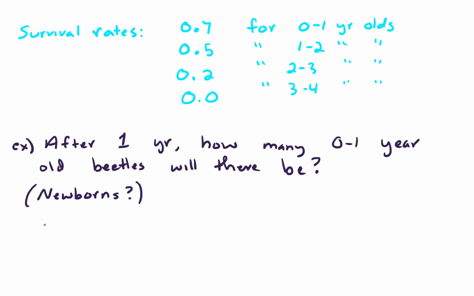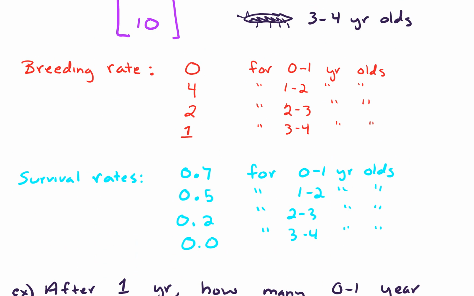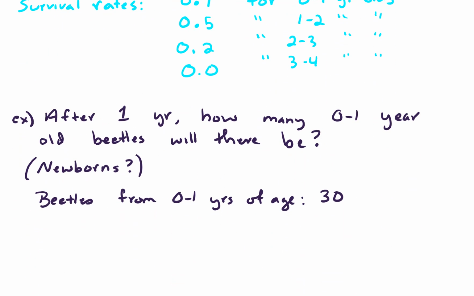Our very young beetles, the beetles from 0 to 1 years of age, we have 30 of those beetles, but if we go back up to our breeding rate, they have a 0 breeding rate. So that means our 0 to 1 year old beetles do not produce any new beetles, so they don't contribute to the number of newborns.